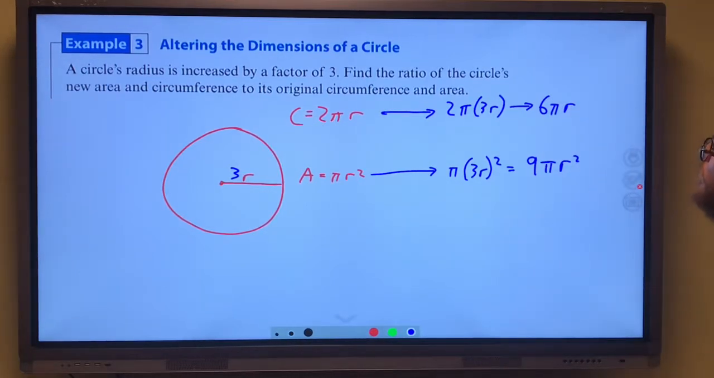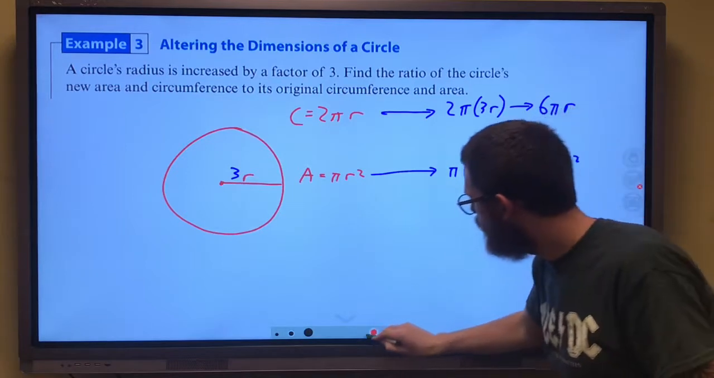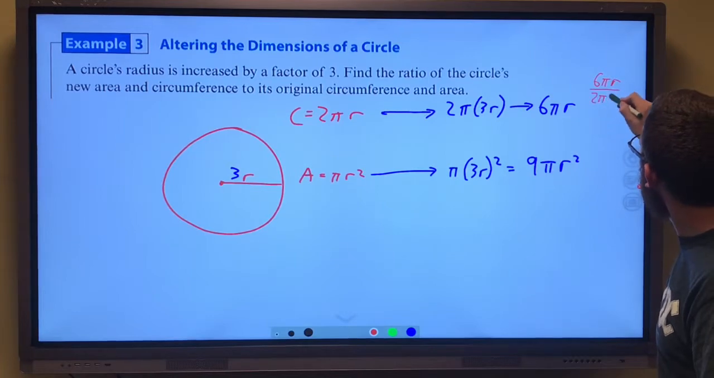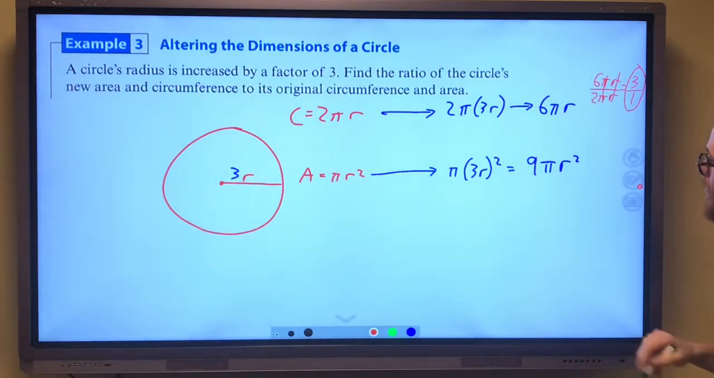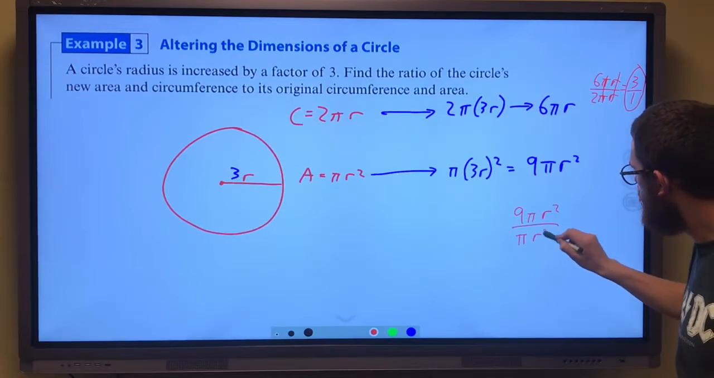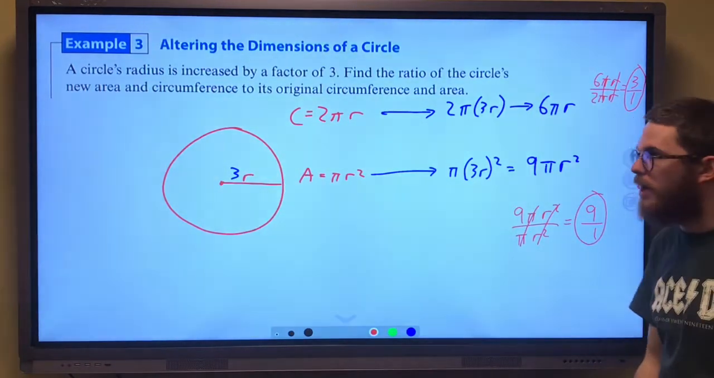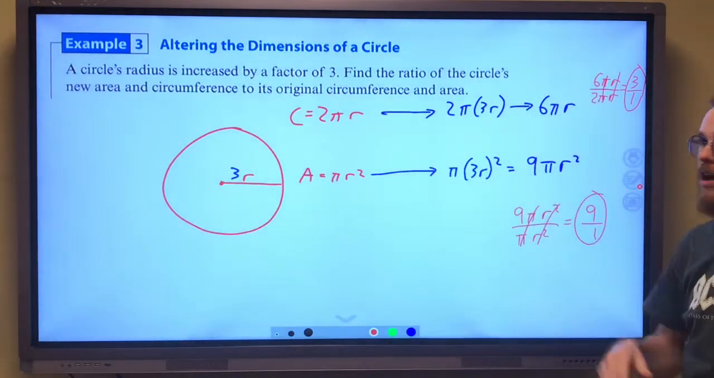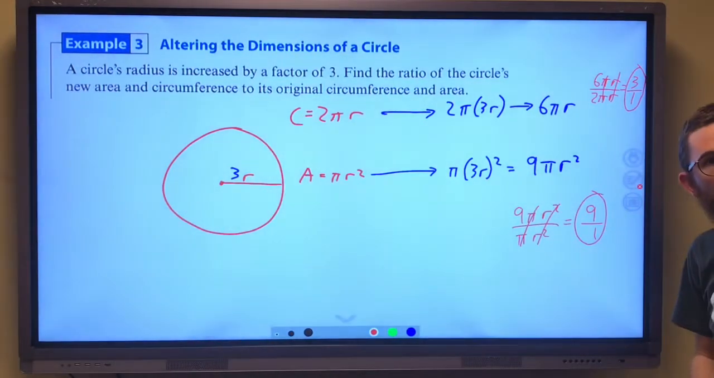We want to find the ratio of the circle's new to the original, and so if we do that for our circumference, that's 6 pi r over 2 pi r, which gives us 3 to 1. And down here, if we compare the new to the original, this gives us 9 to 1. So again, what we expect with the perimeter, it's going to maintain the same similarity ratio as our scale factor gives us, but for the area, we had to square it. Square the 3 to get 9, square the 1, we get 1.